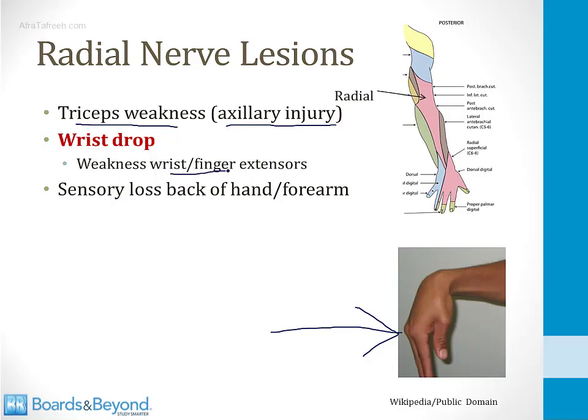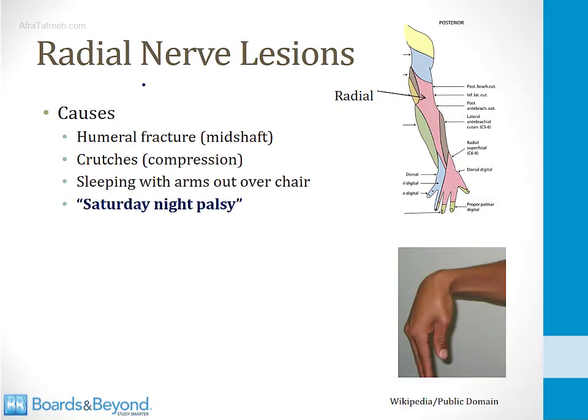And then finally, in a radial nerve lesion, you can see sensory loss to the back of the hand and forearm. The areas shown in red in this picture at the top right side of the screen here are all innervated by the radial nerve. Some causes of radial nerve lesions are shown on this slide. A fracture of the humerus, classically at the mid shaft, which is this portion right here, may cause a radial nerve palsy. Patients who are on crutches can compress the radial nerve where it runs in the upper arm.